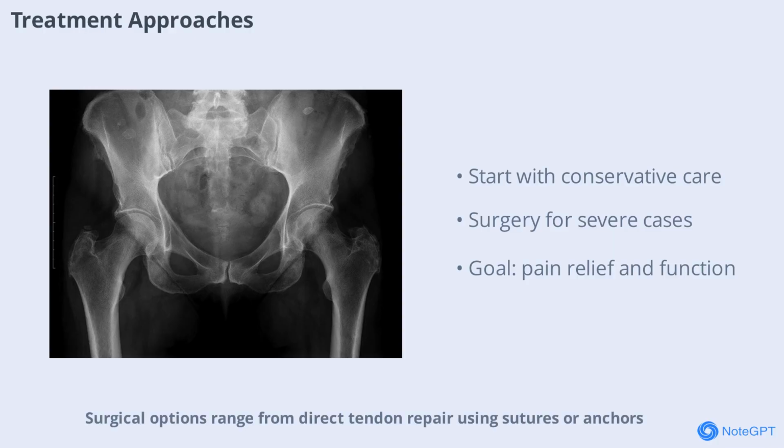Surgical options range from direct tendon repair using sutures or anchors to more complex procedures like muscle transfers or graft augmentation for chronic irreparable tears. The choice of treatment depends on factors such as the extent of muscle fatty infiltration, neurologic integrity, and the presence of prosthetic hips. Ultimately, the goal is to relieve pain, restore function, and improve quality of life for patients.